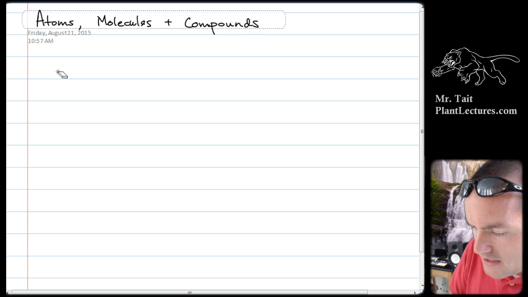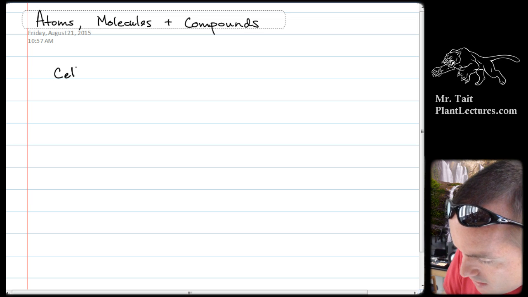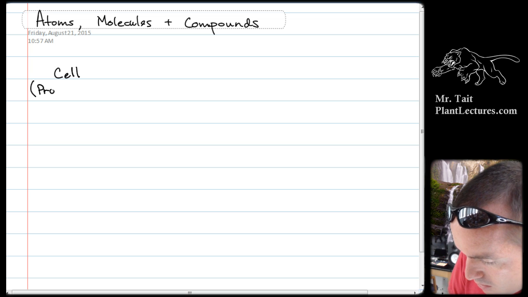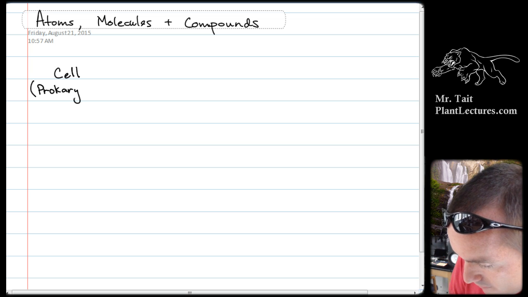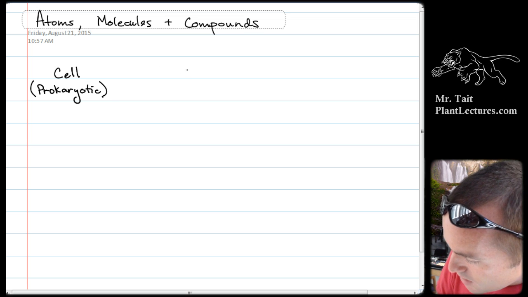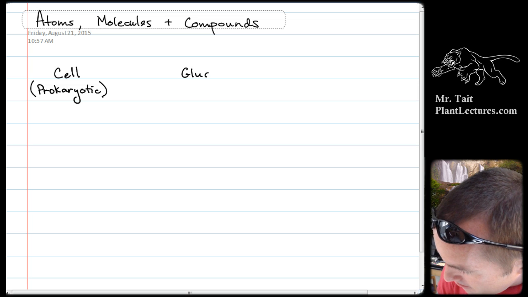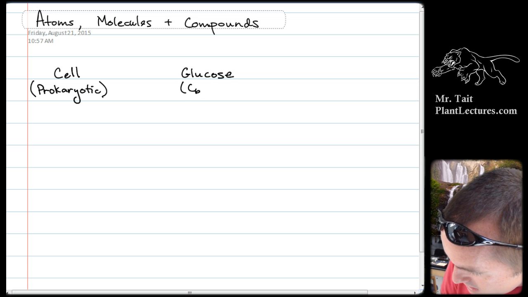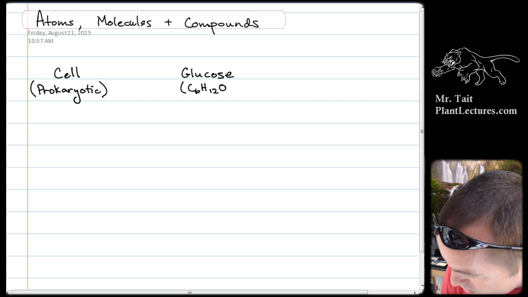And for the purpose of this activity, we're going to give it a specific type of cell. We're going to say it's some kind of prokaryotic cell, which is going to be like bacteria and stuff. Those are the smallest type of cells. Okay. The second thing is going to be glucose, which the formula for glucose is C6H12O6.